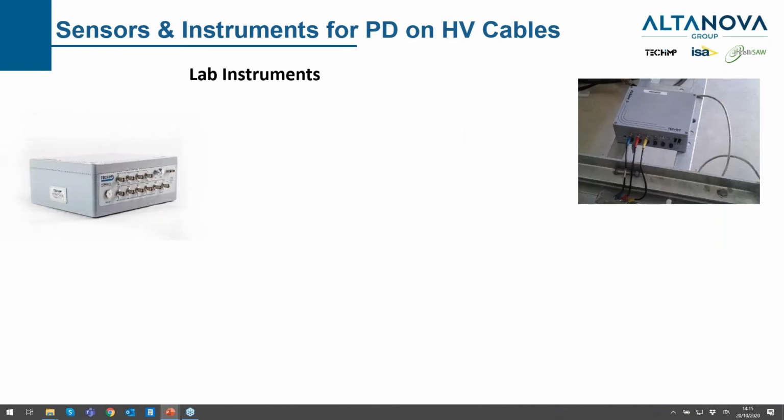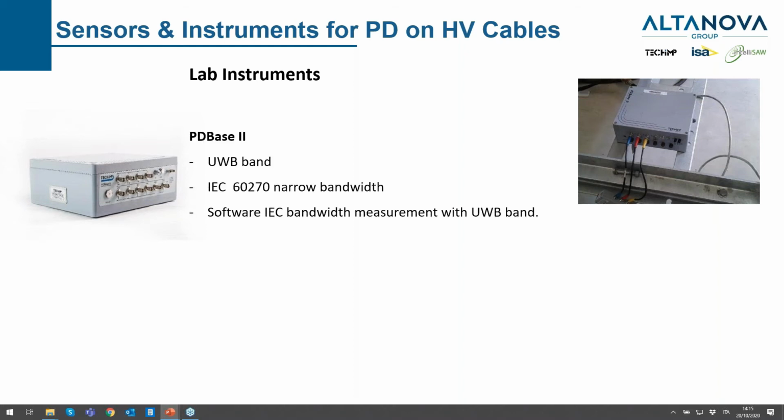Now we give a look at the laboratory instrument. The TECHIM solution for laboratory instrument is the PD-Base2. It is an ultra-wideband instrument, but has also the IEEE 60270 narrow bandwidth mode. So we can perform both measurements in IEC narrow bandwidth and ultra-wideband. And it fits, let's say, the regulation for IEC 60270, giving the user the chance to take advantage of the ultra-wideband detection.